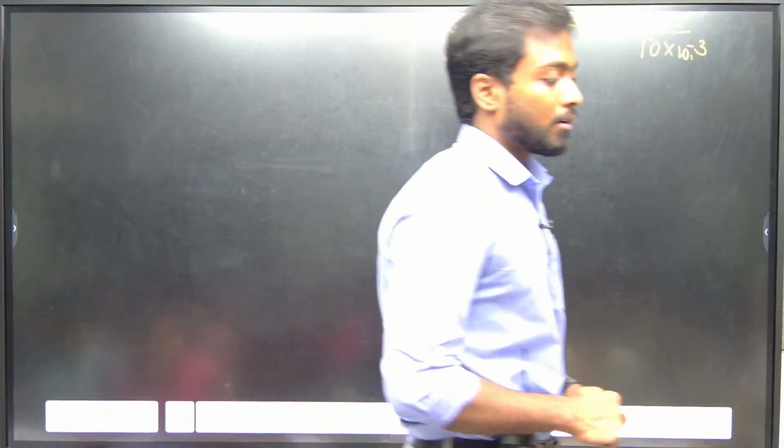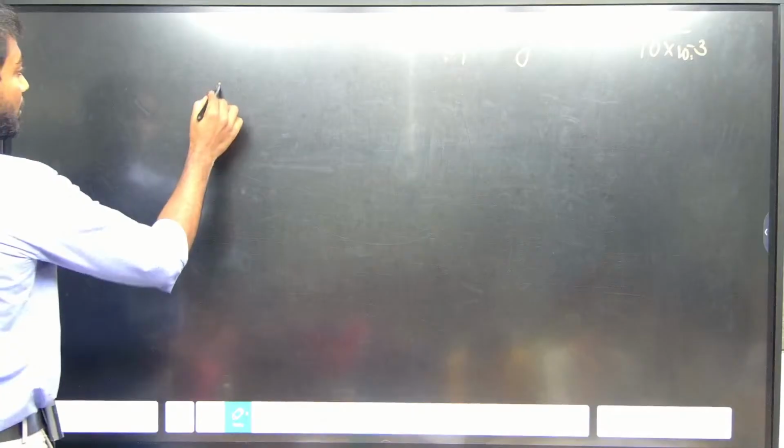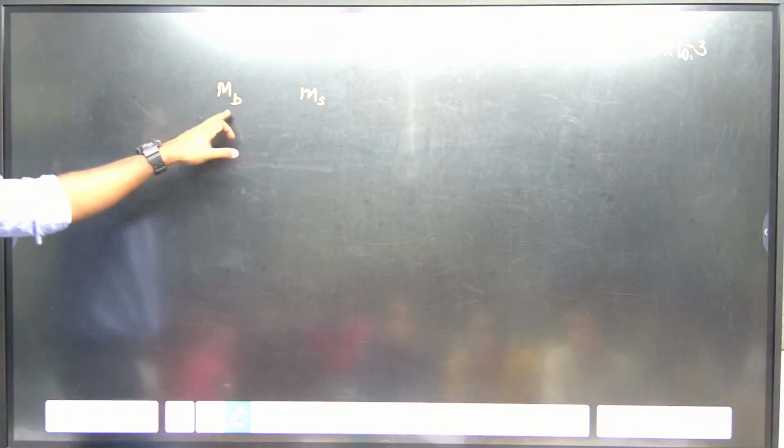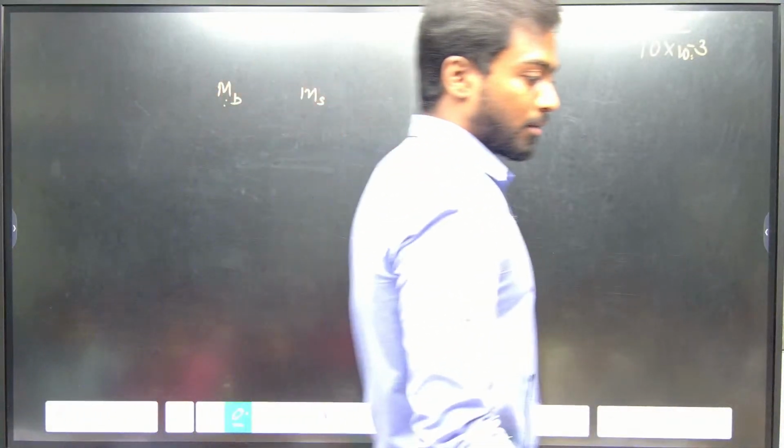When a bullet of mass m is fired into a metallic slab of mass ms. So mb is the bullet mass, and ms is the slab mass. Then find the change in temperature.